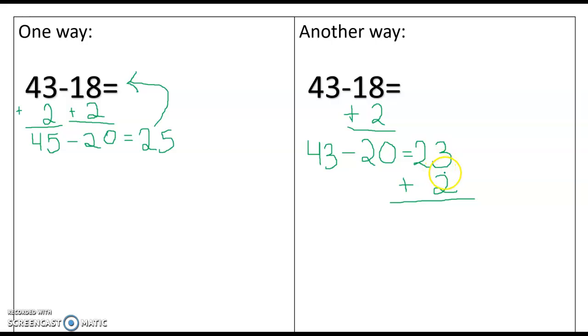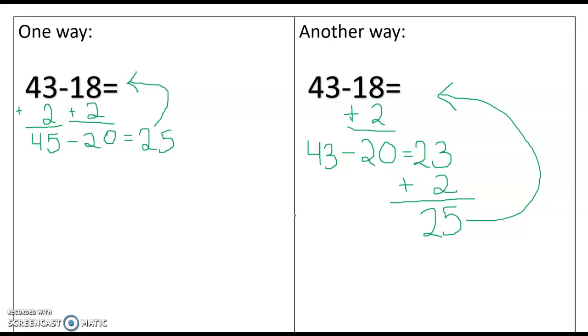23, I have 3 1s. I'm adding 2 more 1s. I have 5 1s. 2 10s, I'm not adding any more 10s, so that stays 2 10s. I get the same answer that I did over here. I just used compensation in a different way. So 25 is the answer to 43 minus 18.